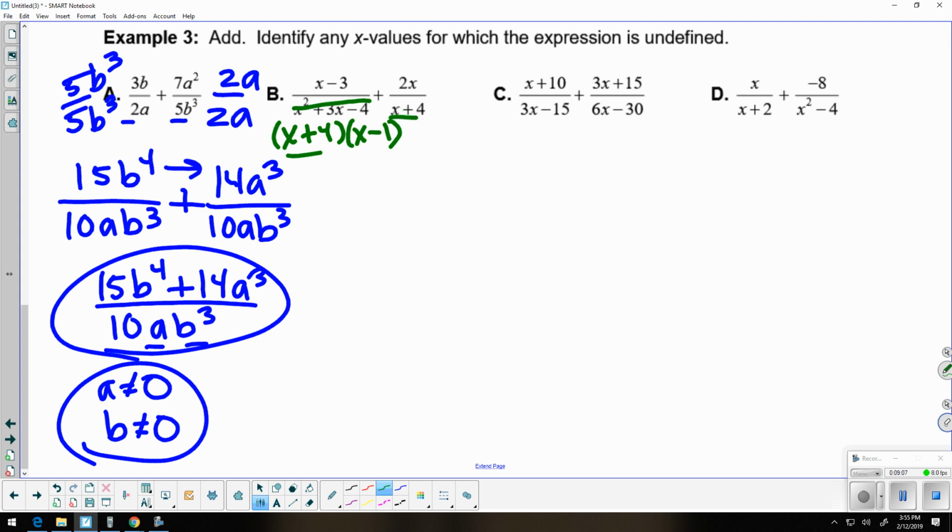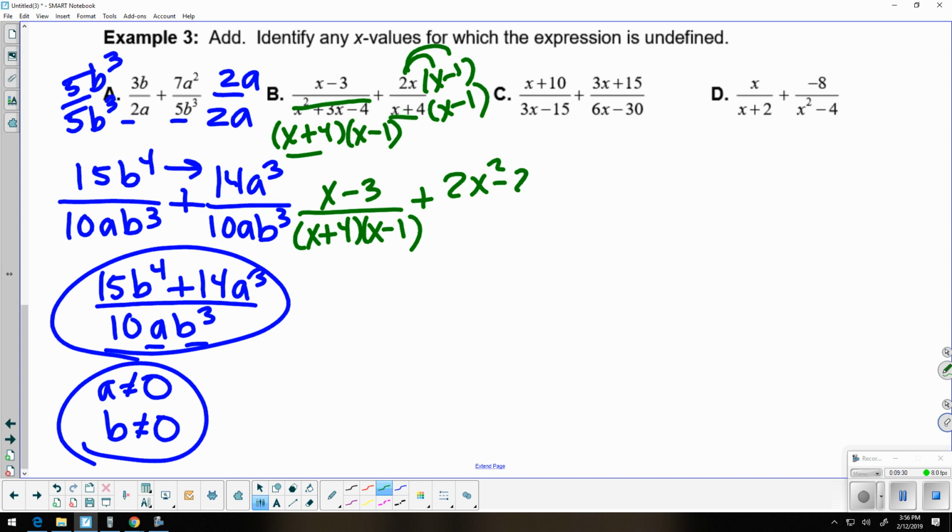So the second one still needs x minus 1. Okay, so there's our game plan. We're getting our common denominators. So the first fraction's not changing, besides the fact that you have a factored denominator. But the second one, again, we're multiplying the numerator and denominator by x minus 1. So on top, you've got to distribute. So we're adding 2x squared minus 2x. And this is all over, again, my new denominator, which is (x plus 4)(x minus 1).